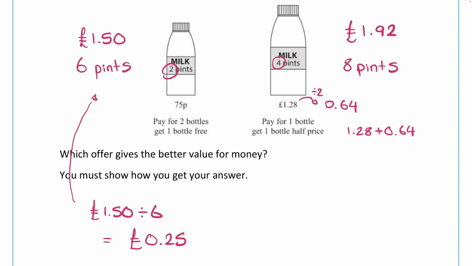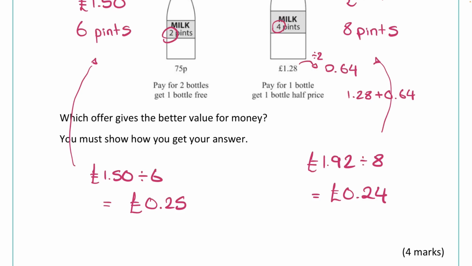But that is the deal on the left there. The deal on the right, this 4-pint bottle, we have £1.92, and we're going to divide that by 8. So 1.92 divided by 8, and that gives us 0.24 or 24 pence, however you choose to write it. You can convert the pound numbers here into pennies if you would prefer, and then it's easier to give your answer in pence, but these are quite nice ones to convert. So here we have the 24 pence on the right, which is the better value per pint.